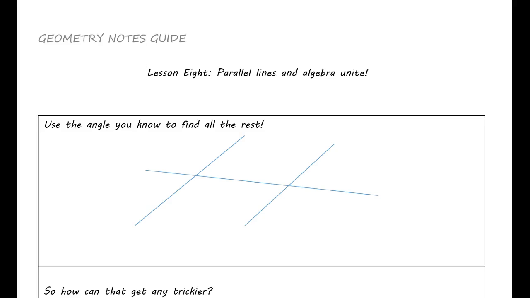Guys, so last week was all about the vocab of parallel lines and how things relate to each other, and this week we're going to take it a step further to show you what else can be done. It says parallel lines and algebra unite. That's because that's the next phase where this goes: not only do you have to know the vocab of how angles relate, but then it's like, well, what does that mean? Well, here's what it could mean, okay?